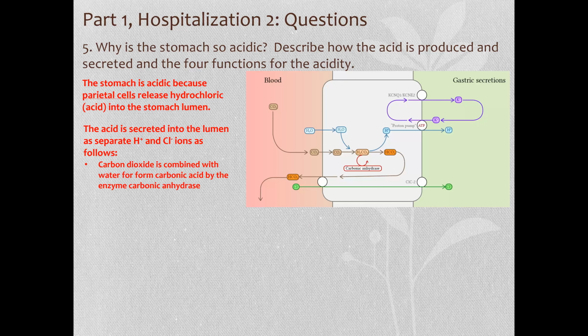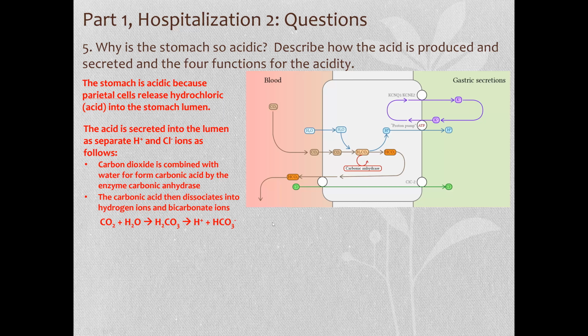So carbon dioxide is first combined with water to form carbonic acid, and this whole reaction is catalyzed by the enzyme called carbonic anhydrase. The carbonic acid, H2CO3, then dissociates into hydrogen ions and bicarbonate ions. So remember, this is an equation that's going to keep coming up for the remainder of the semester. Carbon dioxide joins together with water to form carbonic acid, H2CO3, which then dissociates into hydrogen ions and bicarbonate ions.